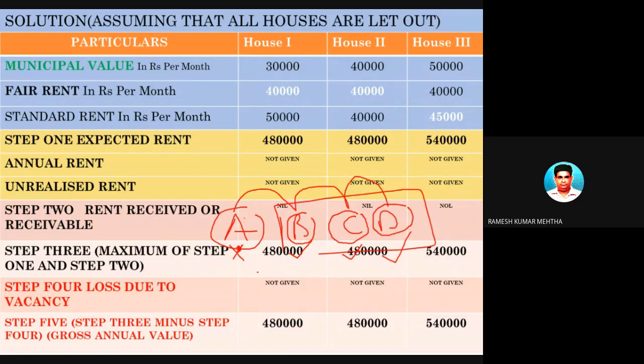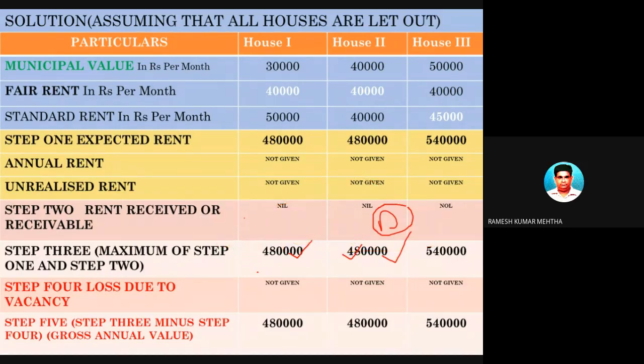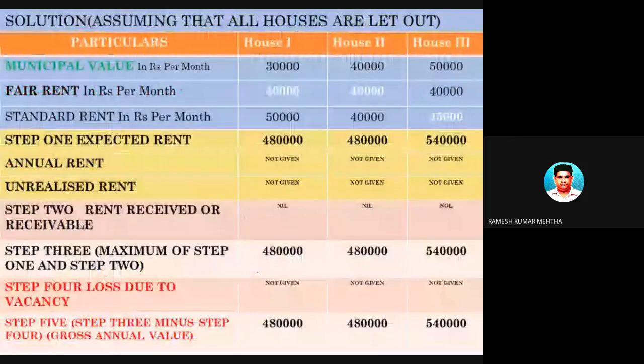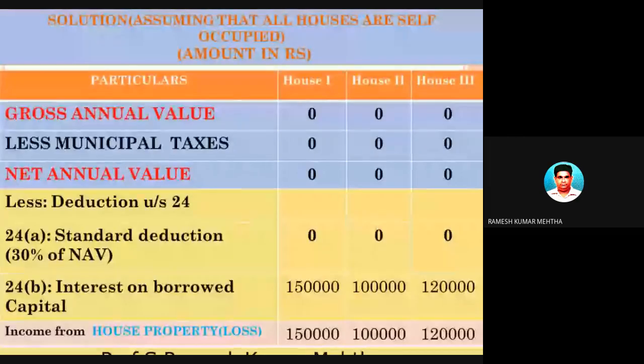So this is the combination. Now let's do the problem and find out how to solve it. In this case, we assume that all the houses are let out. In the first step, we assume that all the houses are let out. The second step is we assume that all the houses are self-occupied, and then we find income from house property. These are the steps we have to follow.